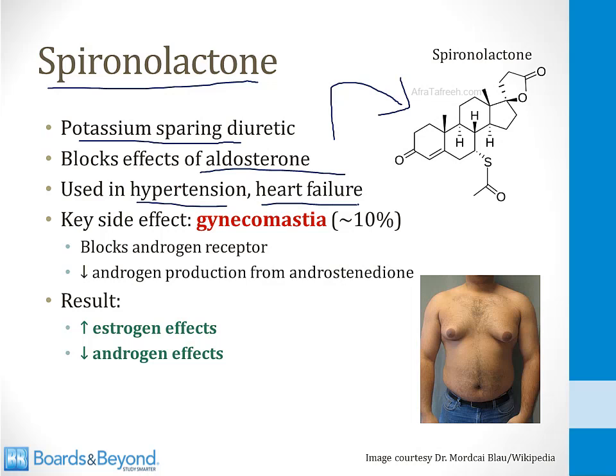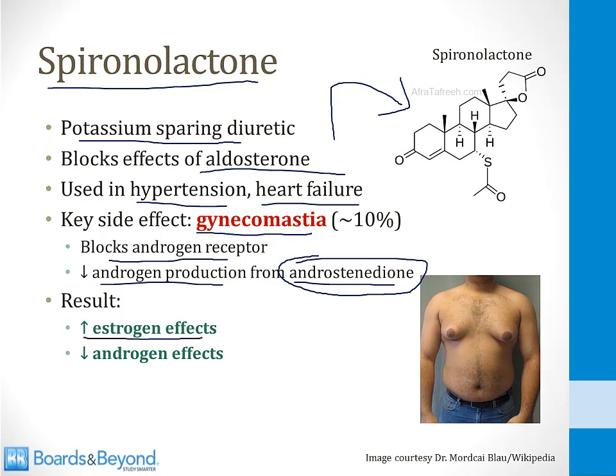A key side effect of this drug is that about 10% of men who take spironolactone develop gynecomastia, or breast enlargement. This is because it blocks the androgen receptor. It also decreases androgen production from androstenedione. It blunts the conversion of androstenedione into testosterone in the testes. For both of these reasons, men who take this drug see a rise in estrogen effects and a fall in androgen effects, and this can lead to gynecomastia as shown on the screen here.